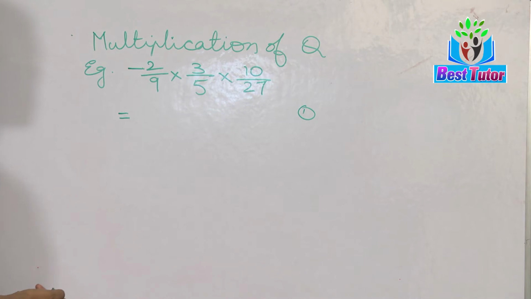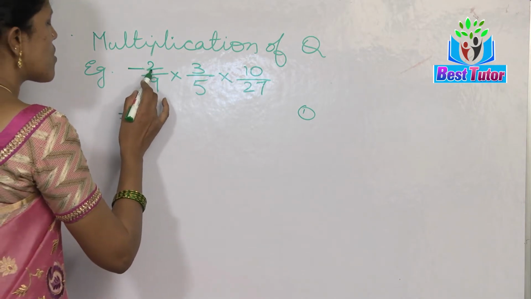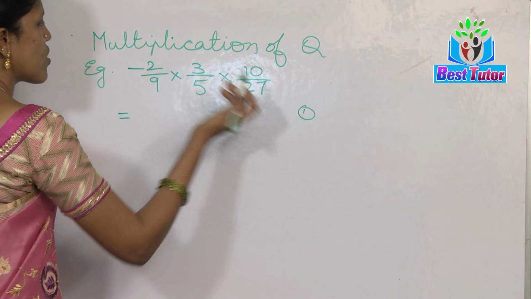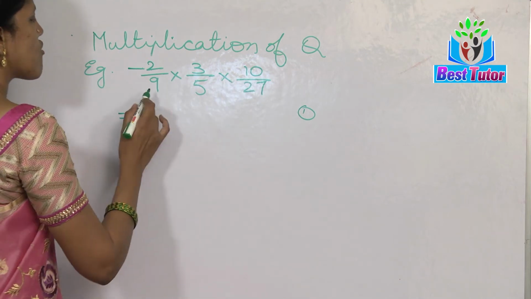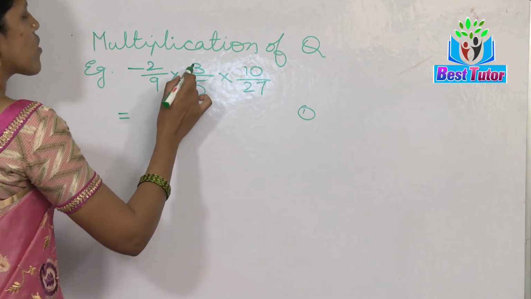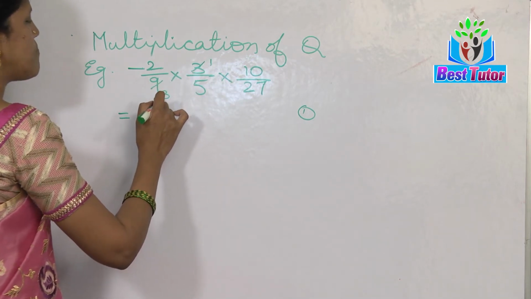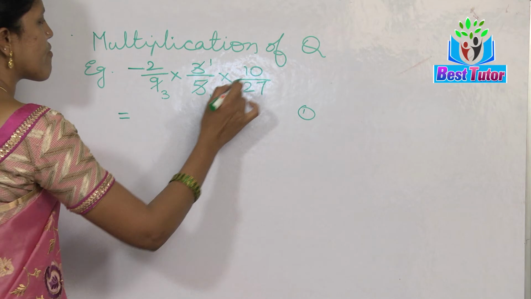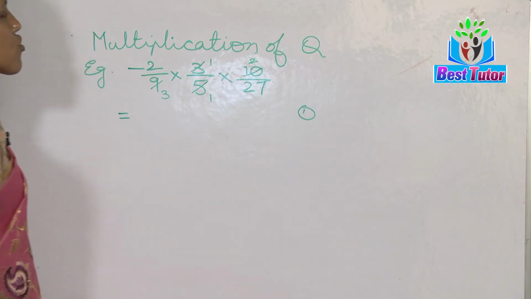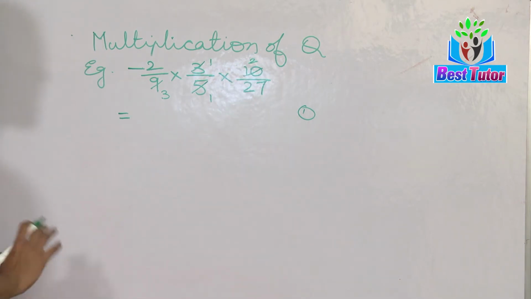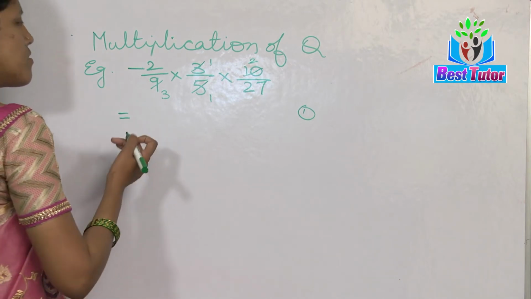First step, find out if there are any common factors. Do we find any common factors here? Yes. 2 does not have any common factors in the denominators, so we will leave it off. But 9 has common factor 3. 3 ones are 3, 3 threes are 9. And similarly 5 ones are 5, 5 twos are 10. So the first step is done. Cancelling of common factors is done. Now let us move on to the next step.